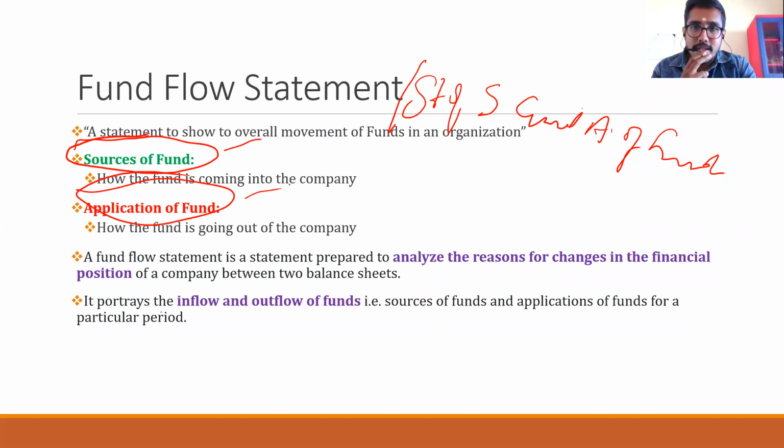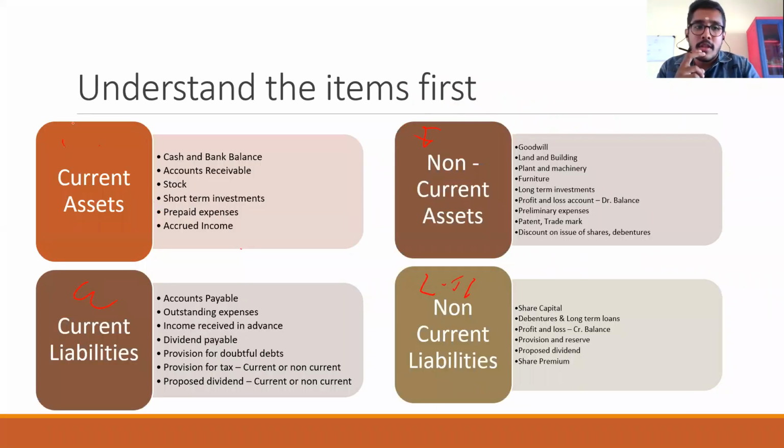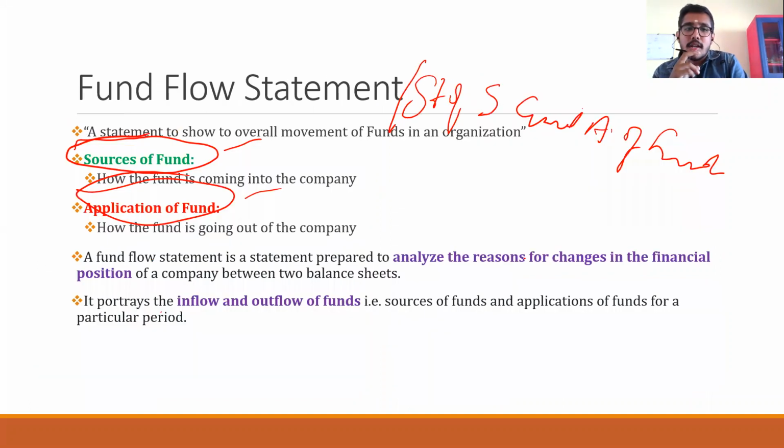The sources and applications. What did you understand from there? What type of item did we mention in this fund flow statement? Current asset and current liability is what we did here? No. Then what? So while preparing fund flow statement, all the items will be related to non-current assets and non-current liabilities.